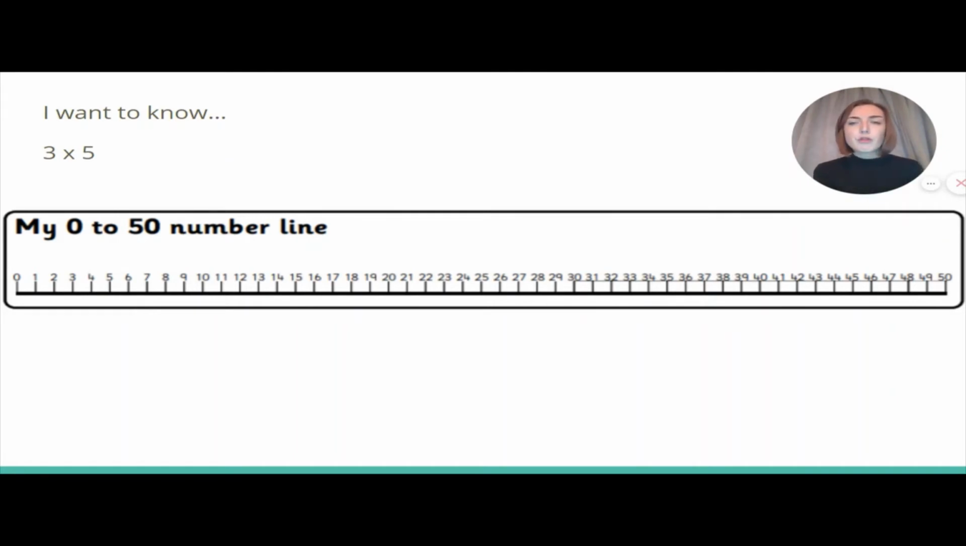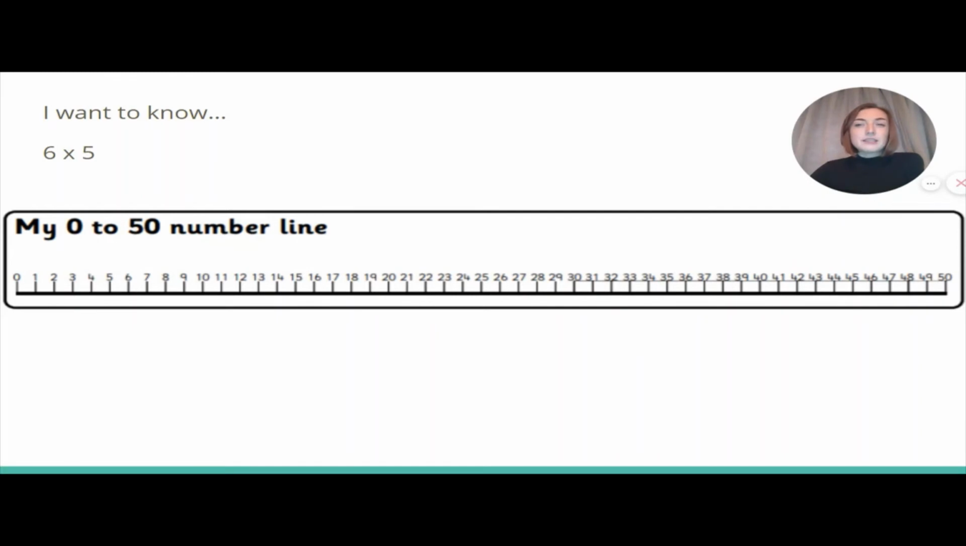I want to know what 3 times 5 is. 3 lots of 5, and I can use my number line to help me. Let's have a look. If I just jump up 1 5, I have worked out 1 times 5. If I add on another 5, I've worked out 2 times 5. If I go another 5, I've worked out 3 times 5. So I have worked out 1, 2, 3 lots of 5, and the number I landed on was 15. 3 times 5 is 15.